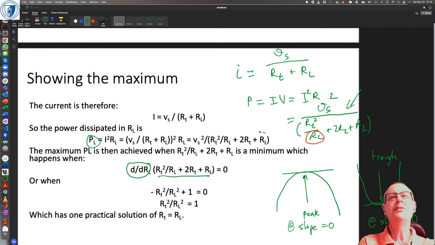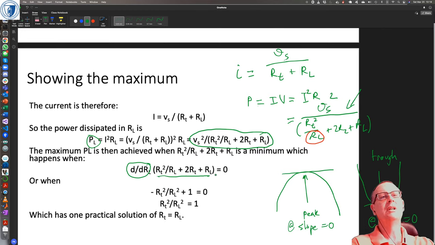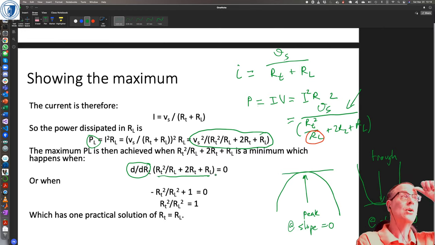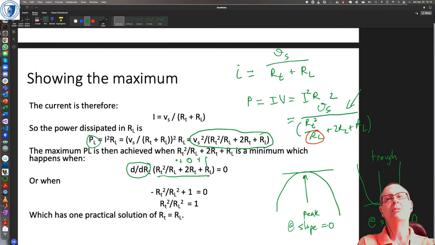So the change from this equation to this one is just saying, rather than finding the maximum of this function, I'm going to find the minimum of its denominator. VS is a constant, it doesn't change. The thing I'm varying is the load resistance. If I do that, then the derivative of RL with respect to RL is just 1. The derivative of 2RT with respect to RL is just 0, because it doesn't depend on RL. And the derivative of RT squared on RL is, as it says there, minus RT squared on RL squared.